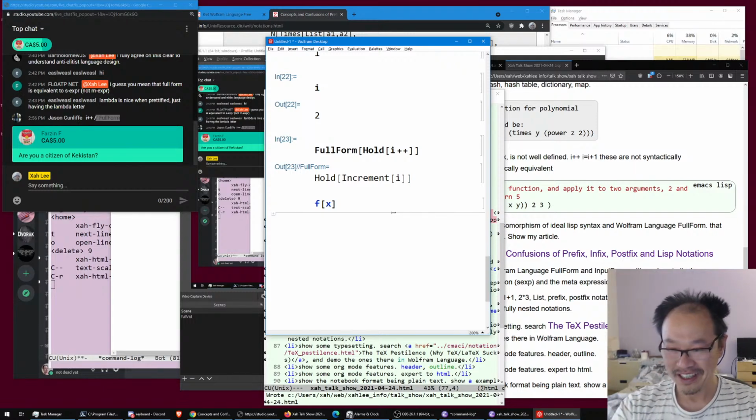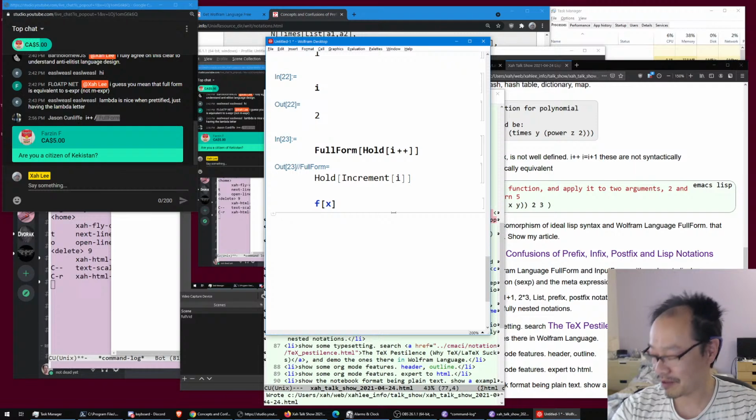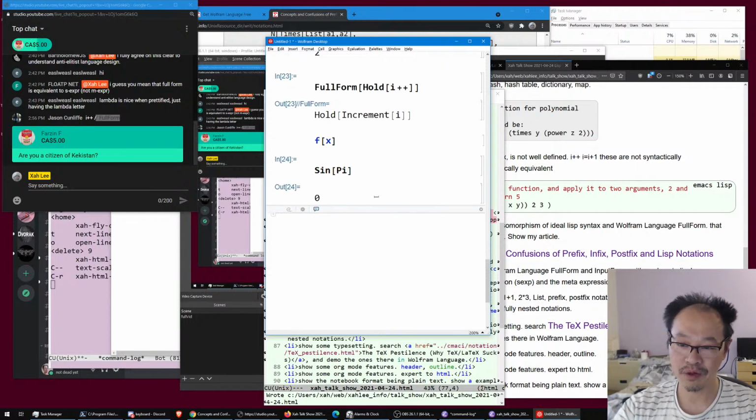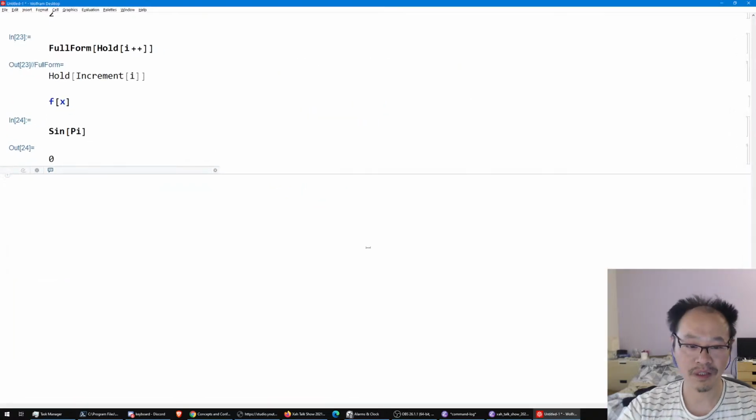Okay, so Wolfram language has a systematic prefix notation. Let me show you. What's the example? Sine. Let's say sine is the sine function. Sine pi equals 0, right? Okay, let's do something fun.